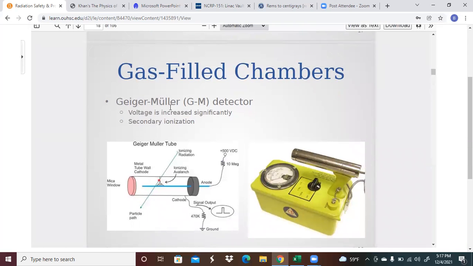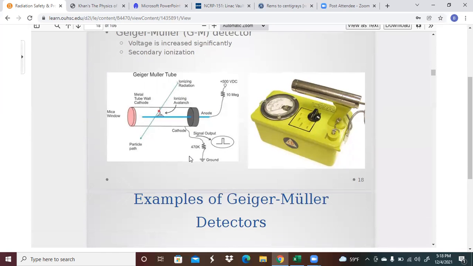Gas-filled chambers also include the Geiger-Muller detector, where you can see here you've got a metal tube wall, which is a cathode, and then you've got the anode through here. The ionizing radiation comes through, and this causes an avalanche of particles that are attracted here and start setting off a sensor. The voltage is increased significantly in order to make the detection. And this is what it looks like.